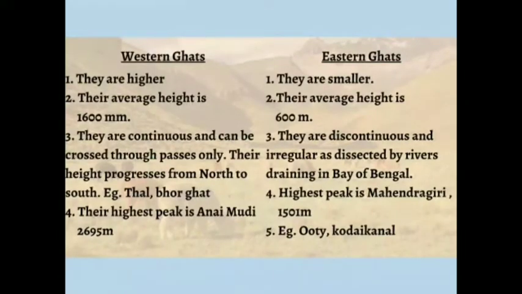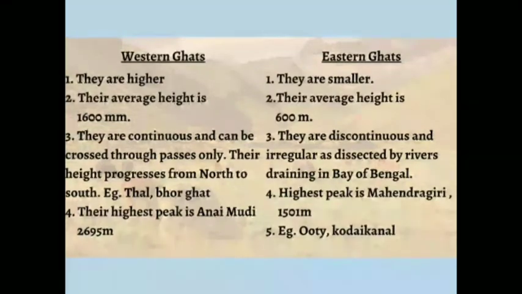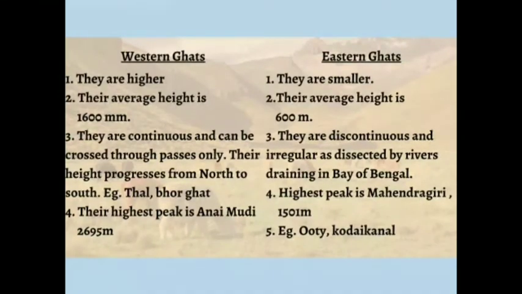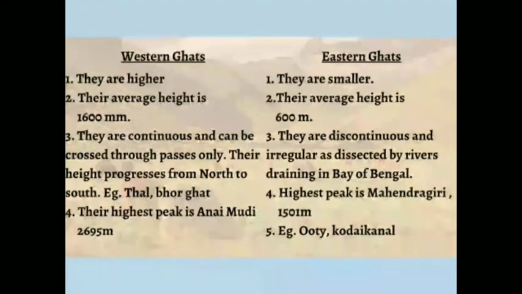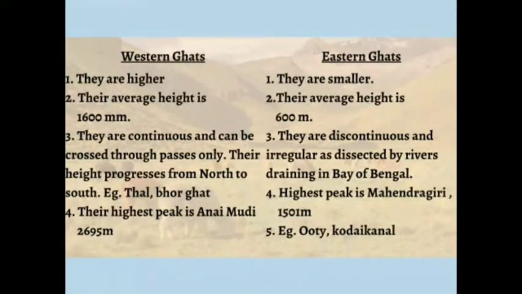So Western Ghats are continuous, but on the other hand, Eastern Ghats are discontinuous. Why are they discontinuous? As I told you, all the rivers are draining towards the Bay of Bengal. So the Eastern Ghats are dissected by the rivers. That's why they are discontinuous and irregular, because of the rivers that are draining in the Bay of Bengal.